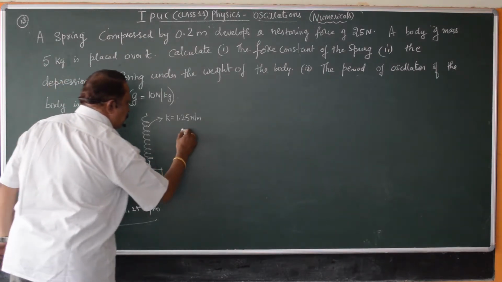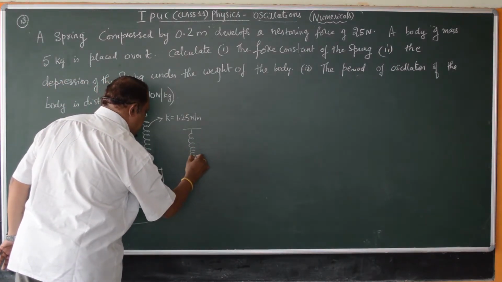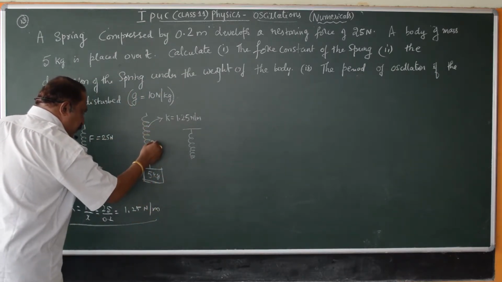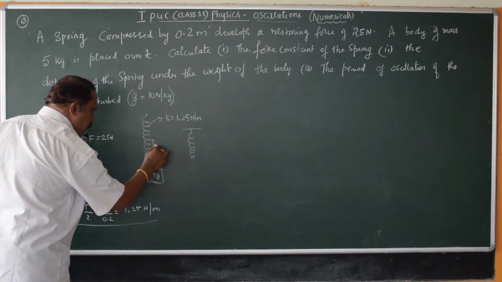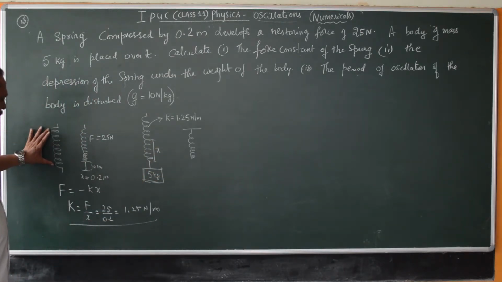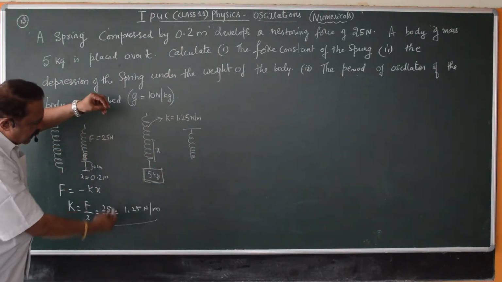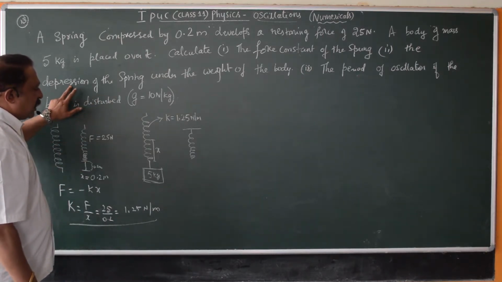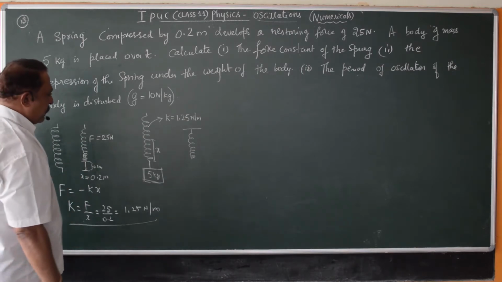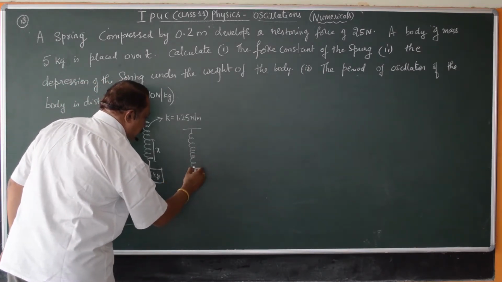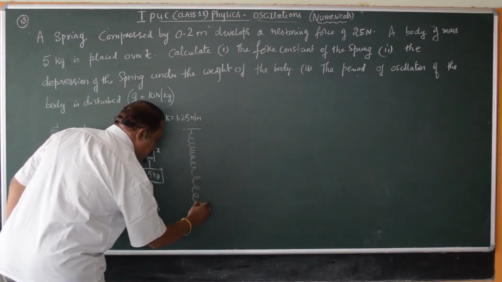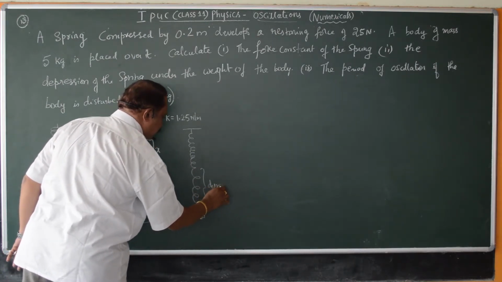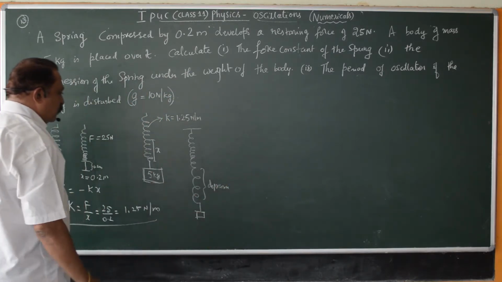So now the spring, after putting on the 5 kg weight, gets stretched. Let's say this is the depression. You want to find x. Otherwise, this is the length of the spring. Now the spring has been under depression. You want to find that depression. Let x be the depression. I'll show that here. So this is the depression. Now you want to find the depression.